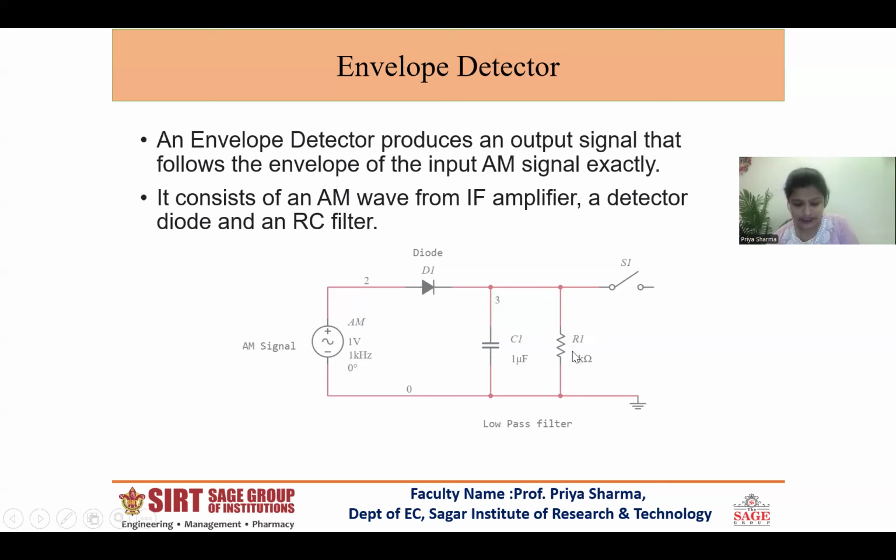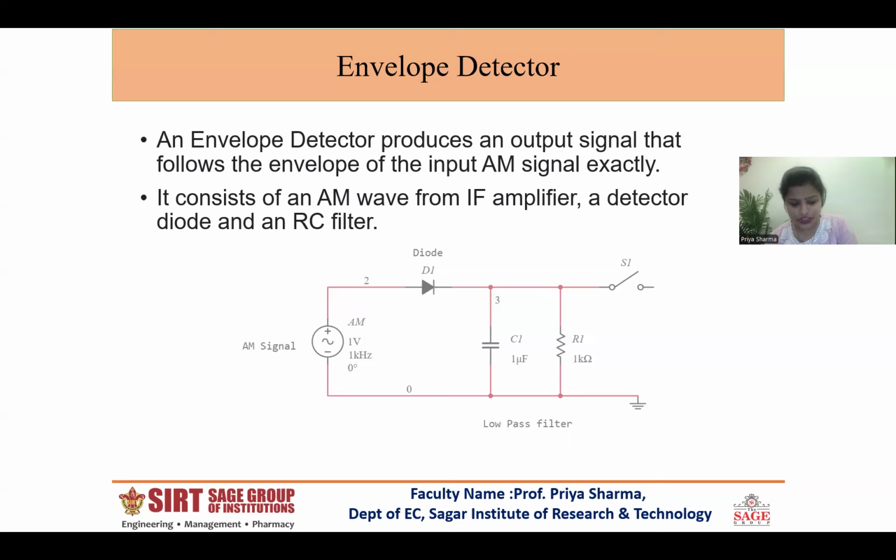Now, the envelope detector is a simple and very efficient device which is suitable for the detection of narrowband AM signals. A narrowband AM wave is the one in which the carrier frequency fc is much higher as compared to the bandwidth of the modulating signal. An envelope detector produces an output signal that follows the envelope of the input AM signal exactly. The envelope detector is used in all the commercial AM radio receivers.